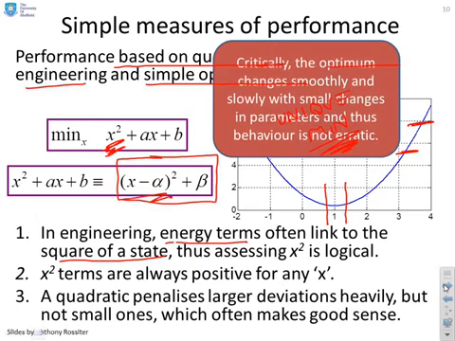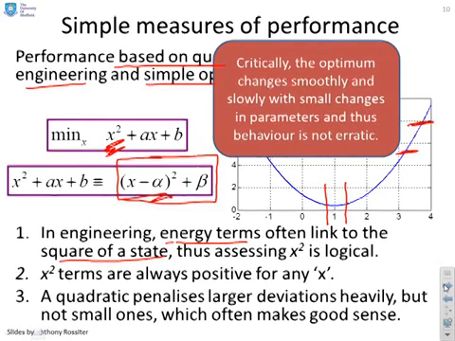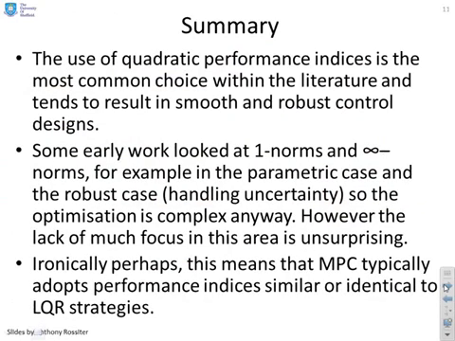So, what do we get? Critically, if I scrub those out so we can see, the optimum changes smoothly and slowly with small changes in parameters, and so you don't get erratic behavior. And so quadratics tend to work well. In summary, therefore, the use of quadratic performance indices is the most common choice within the literature because they result in smooth and robust control designs and well-conditioned optimizations.